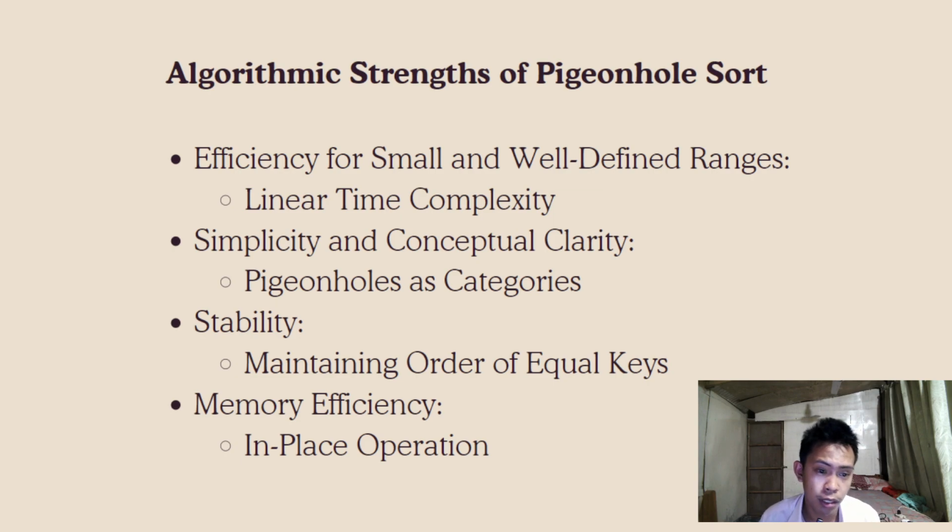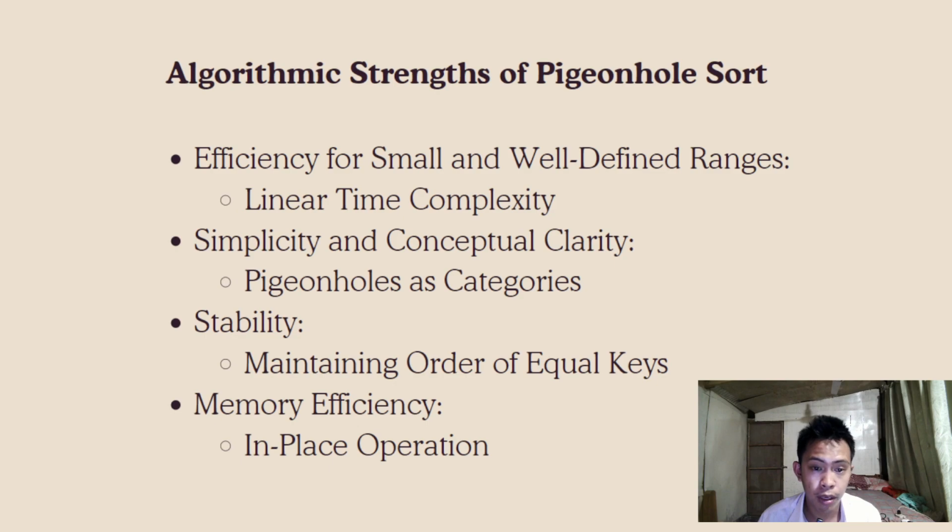Number 2 is simplicity and conceptual clarity. Pigeonholes as categories: the algorithm uses the concept of pigeonholes to categorize elements based on their key values. This straightforward approach simplifies the sorting process, making it easier to understand and implement.